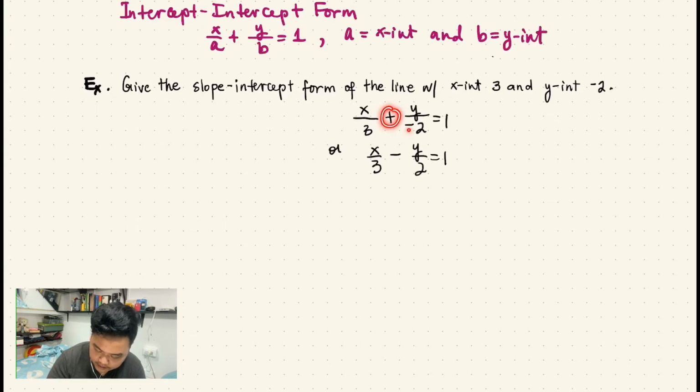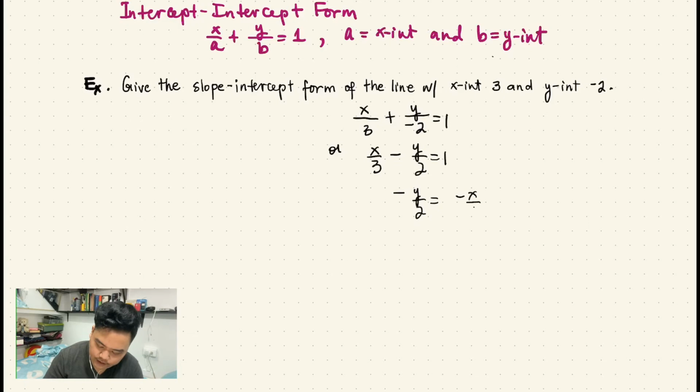Kasi plus minus becomes negative. Pero ang hinihingi niya, slope-intercept form. Ang slope-intercept form, isosolve mo si y. Okay, so let us isolate yung y sa left-hand side. So, ito lilipat natin sa kabila. Magiging negative siya.